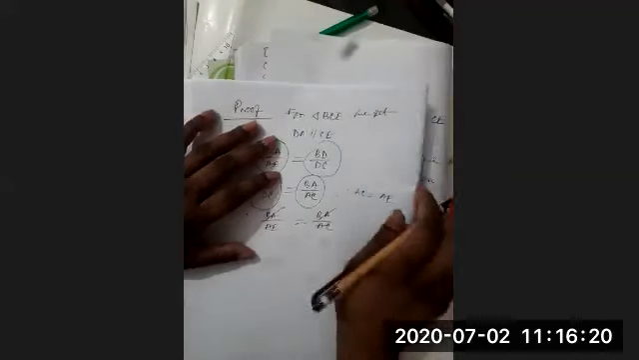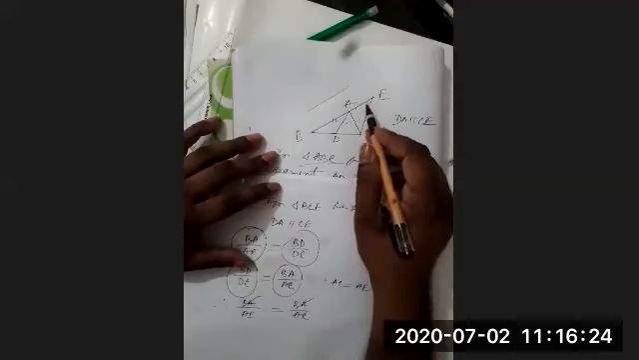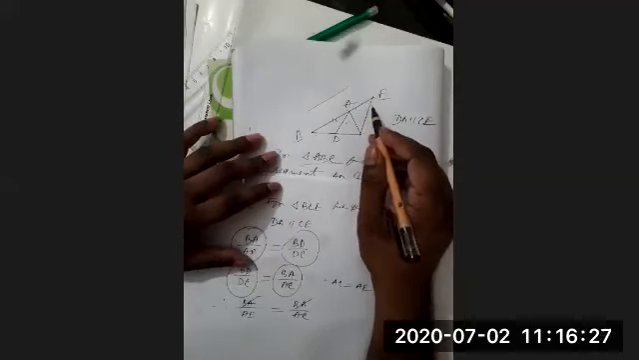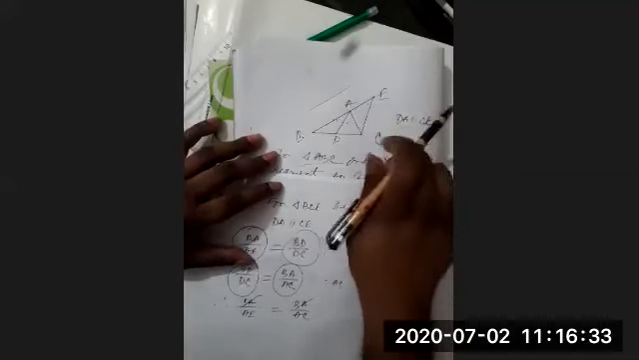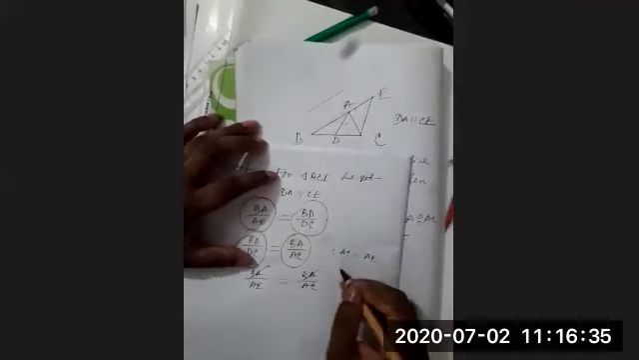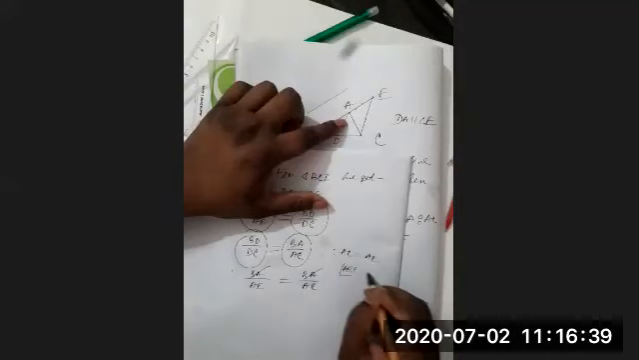We can write AC equal AE. In this case, AC equals AE. If two sides of any triangle are equal, then the base angles are equal. Here, AC and AE are equal. Since AC and AE are equal, for this case we can write angle AEC equals angle ACE.